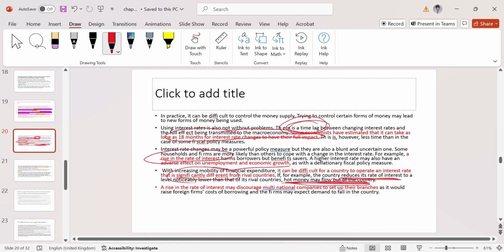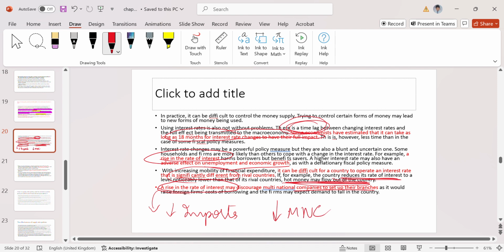Another impact of a rise in the interest rate is that it will discourage multinational companies to set up in the country, because the cost of borrowings has increased tremendously in order to reduce imports. So on the one hand, it will reduce the imports, but on the other hand, it will also discourage multinational companies to come and set up in the country due to the high cost of borrowings.